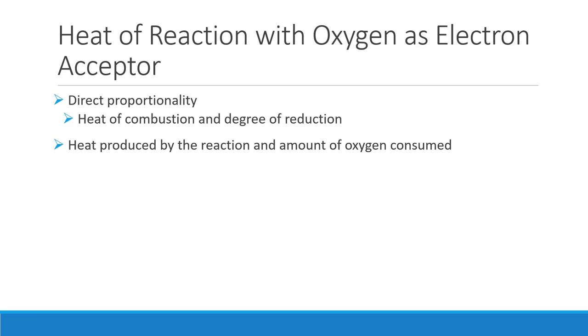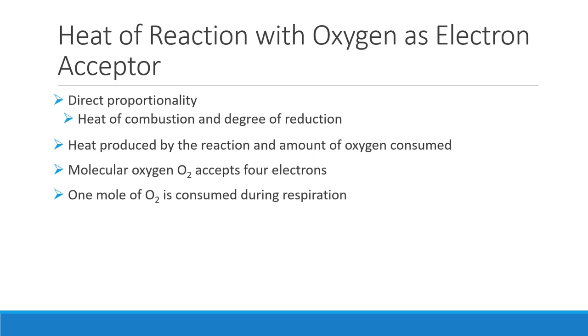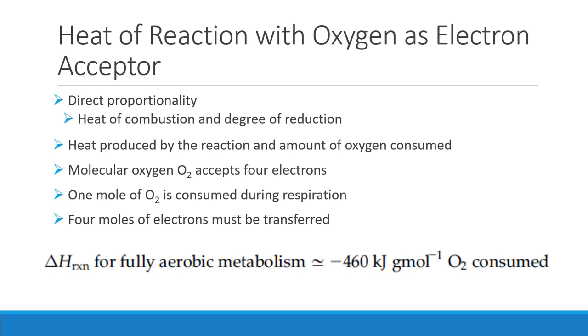for its complete combustion. When compounds are involved in reaction with oxygen, the heat produced by the reaction is directly proportional to the amount of oxygen consumed because molecular oxygen accepts 4 electrons, wherein if 1 mole of oxygen is consumed during respiration, 4 moles of electrons must be transferred, accepting the value of 115 kJ of energy released per gram mole of electrons transferred. The amount of energy released from consumption of 1 gram mole of oxygen is therefore given as 460 kJ per mole of oxygen consumed.